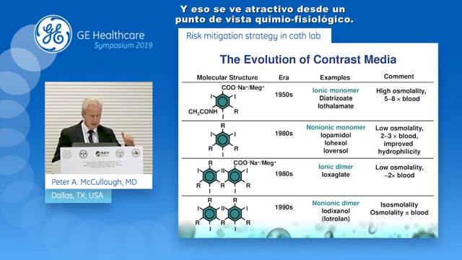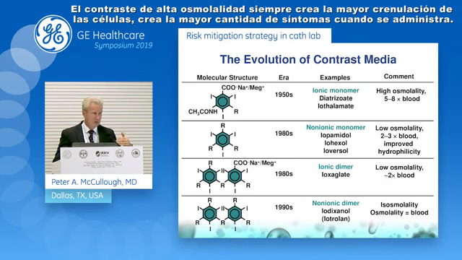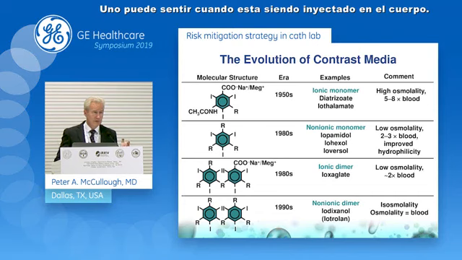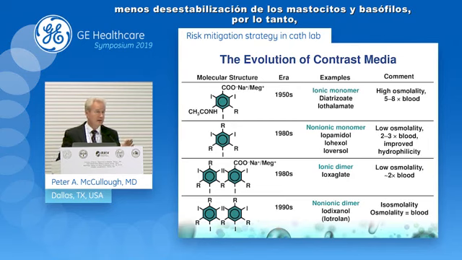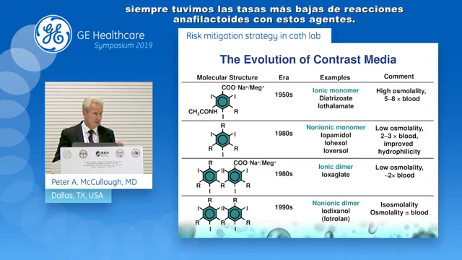High osmolar contrast always creates the most crenulation of cells and the greatest amount of symptoms when administered. One can feel this being injected in the body, whereas isoosmolar always provided the least amount of symptoms, the least amount of crenulation, and the least amount of destabilization of mast cells and basophils. And so therefore, I've always seen the lowest rates of anaphylactoid reactions with these agents.